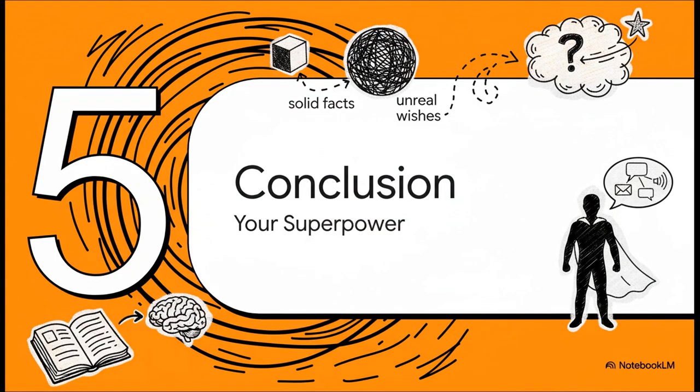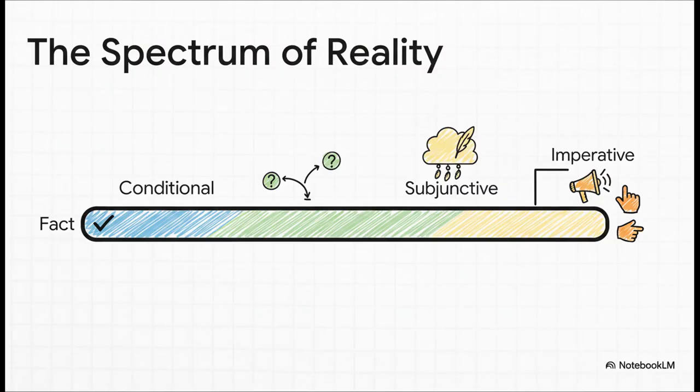So there we have it. We've journeyed all the way across the spectrum of reality, from solid facts to imaginary wishes. And understanding mood isn't just some dusty old grammar rule. It's about gaining a genuine superpower in how you communicate. So let's recap real quick. The indicative mood, that's for facts, what is true. The conditional, for possibilities, what might be true. The subjunctive, for things that are not true. And finally, the imperative is for commands, what we want to be true.